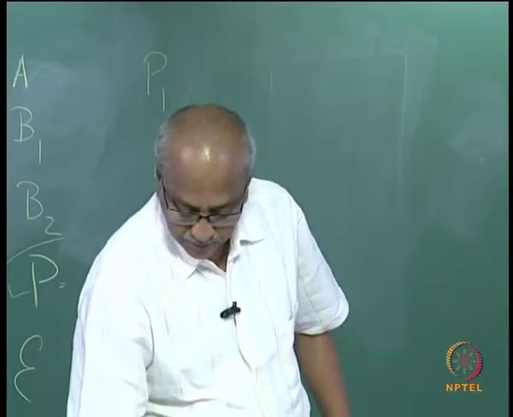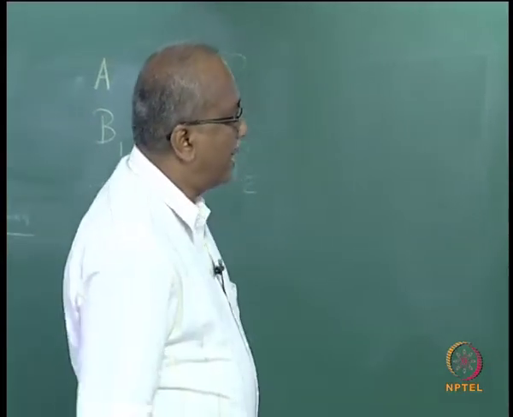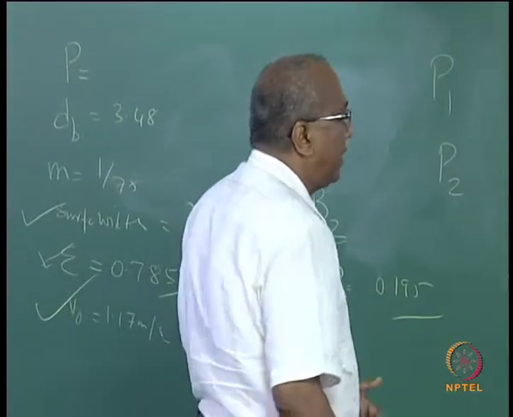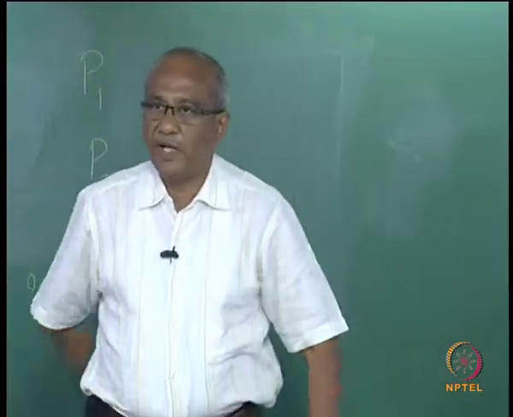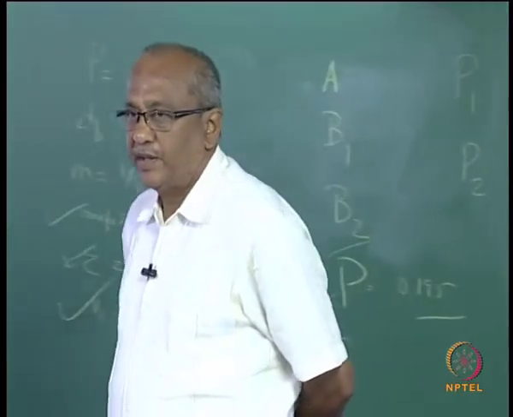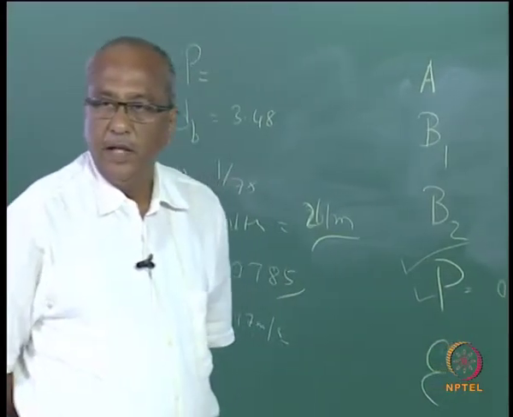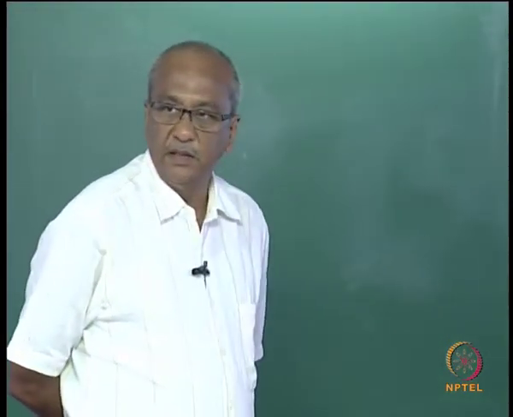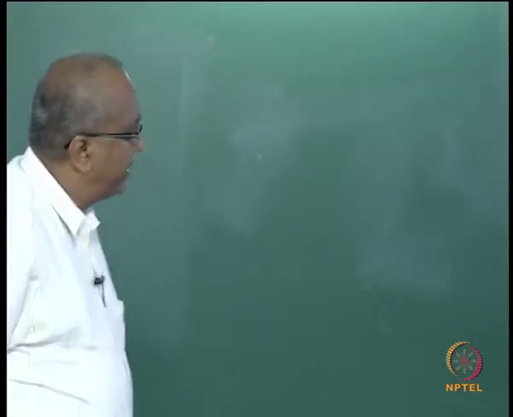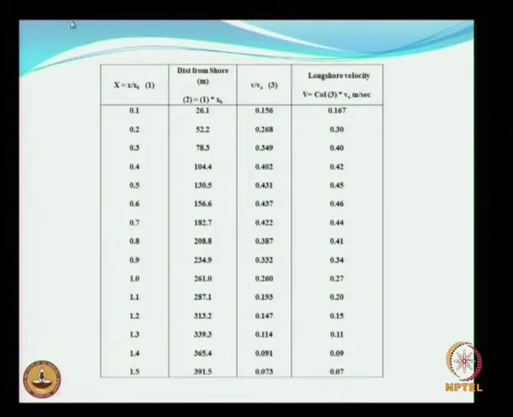So what I do is I take a capital X from 0.12 and run all the way to 1.5 times the surf width. X by xb equal to 1 is exactly at the surf width, right. So that is what I have done here. Then the distance from the shore is given here. It starts from 26 meters going all the way to around 400 meters for this particular problem.